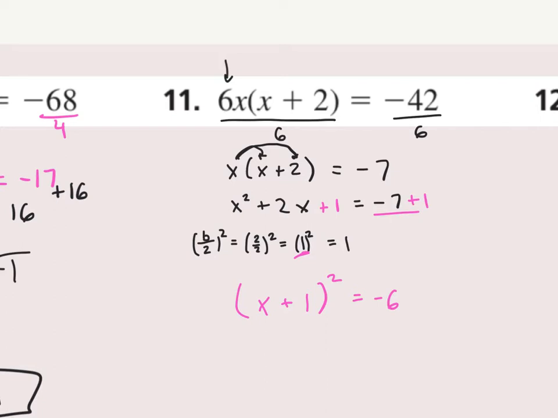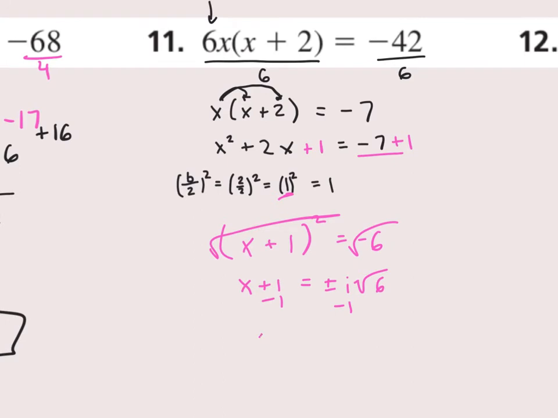Now we can solve for x just like we normally do. Take the square root of both sides. So x plus 1 is equal to plus or minus. I'm going to simplify this square root of negative 6 to i square root 6. And then I need to subtract 1 on both sides. So this gives us x is equal to negative 1 plus or minus i square root 6.